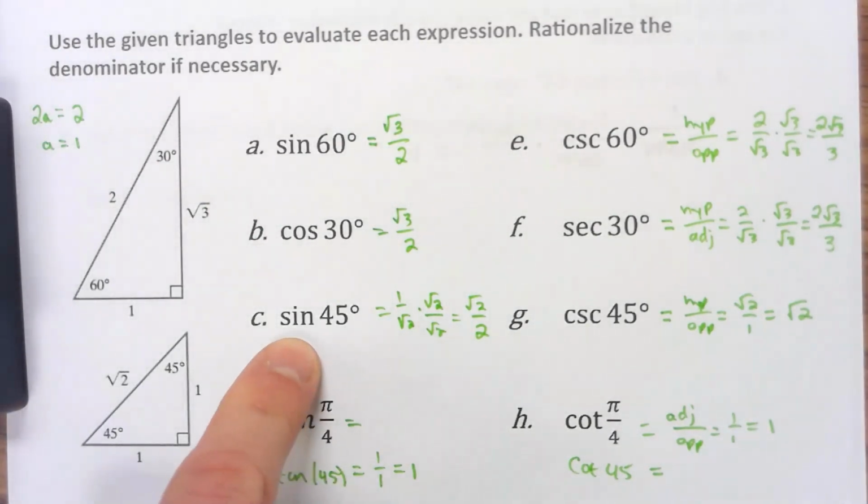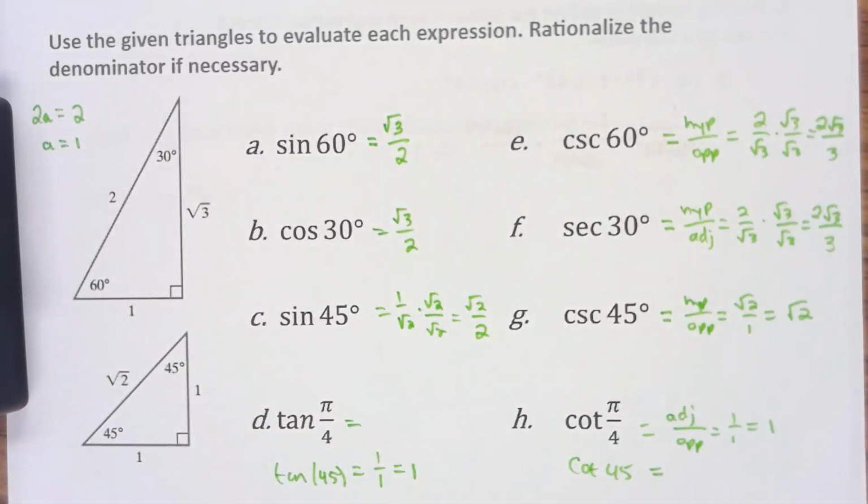All right, sine of 45, now I've got to use that 45-degree triangle. Again, doing the opposite over the hypotenuse. But denominators need to be rationalized, and that's a big piece of all this trig stuff, getting those square roots out of the denominator. So I multiply by root 2 over root 2, giving me root 2 over just regular 2, okay, for the simplified value there. Then tangent of pi over 4.